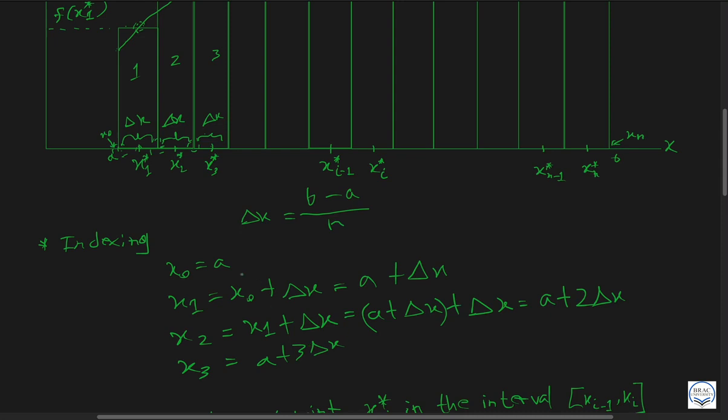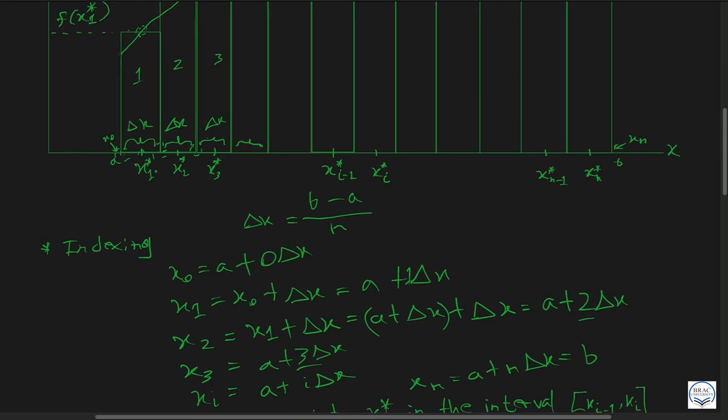You can see that the pattern here is that you have a plus 0 times delta x for x0, because there is nothing added. Here it's 1 times delta x, here it's 2 times delta x, and for x3 we have 3 times delta x. For xi, we will have a plus i delta x. And the last point will be xn, which will be a plus n times delta x, and this should be equal to b, because we are supposed to end over here.